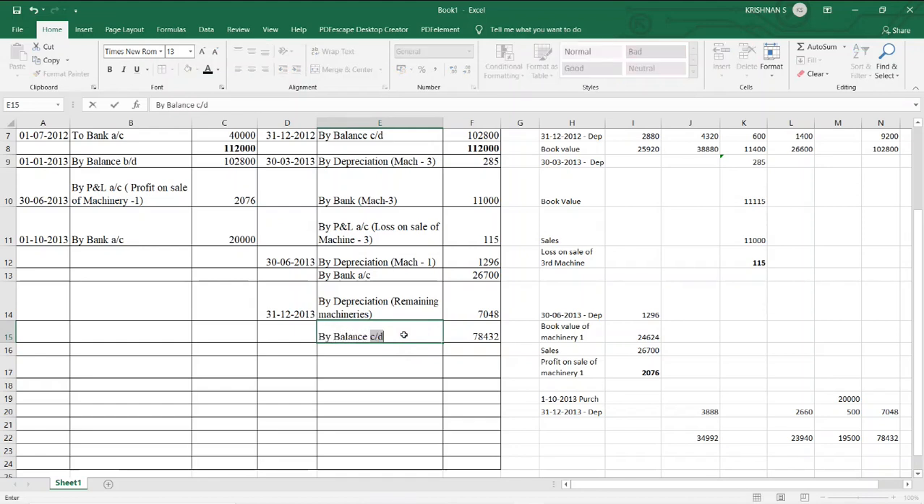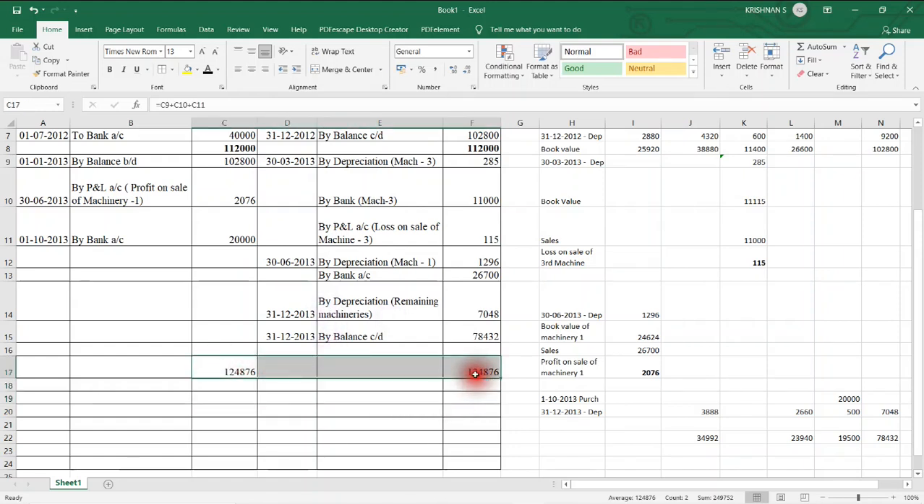78,432 is a balance, by balance carried down on 31st/12/2013. Now we can calculate the total value under the debit side and credit side. Under the debit side we have balance, then profit on sale of first machinery, then purchase of fifth machinery. Here we have depreciation of rupees 285 plus 11,000 plus loss rupees 115 plus 1,296 plus bank 26,700 plus depreciation plus balance. So we get equal balance on the debit side and credit side of the machinery account.